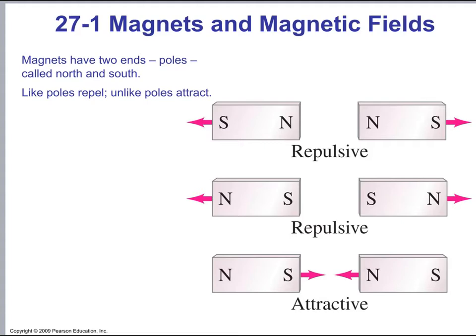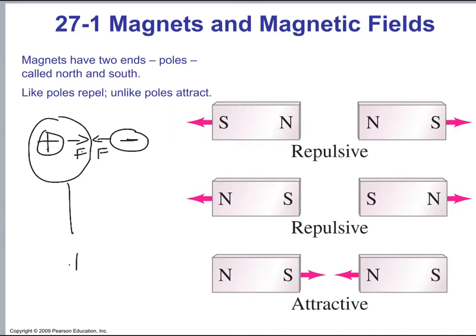Now, one thing that is different from the electricity case is the fact that you cannot have a single isolated pole. So, for example, if I'm talking about charges, I can have a positive charge and a negative charge, and they're going to be attracting each other with some force. Well, I could take this positive charge and move it away and just have a positive charge sitting there by itself. You can't do that with magnets.